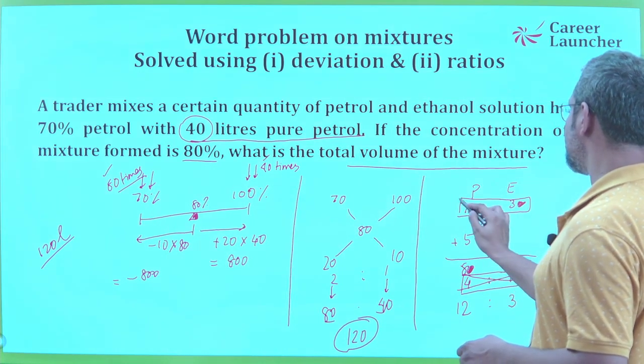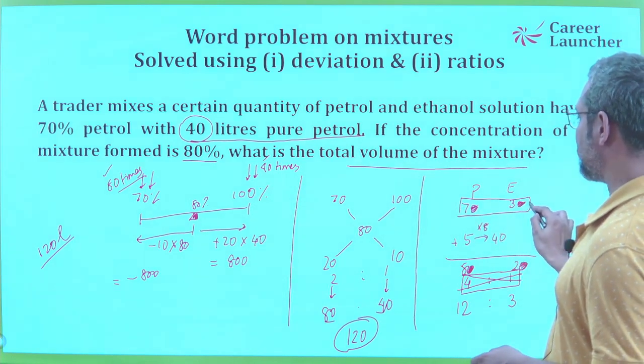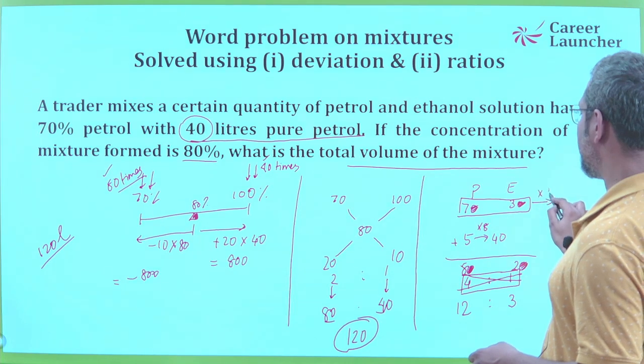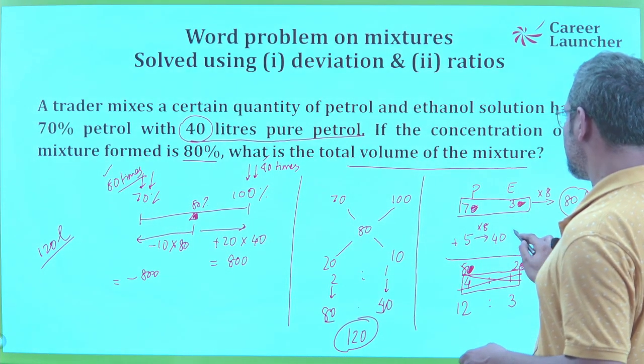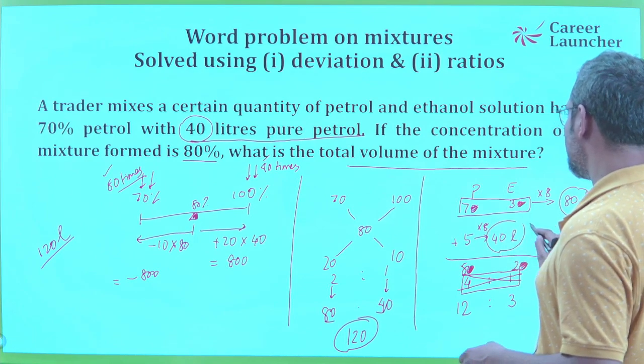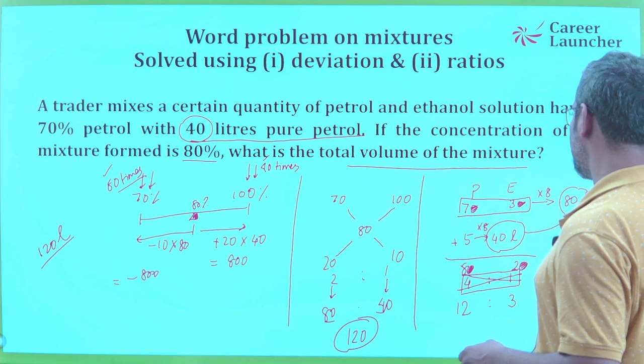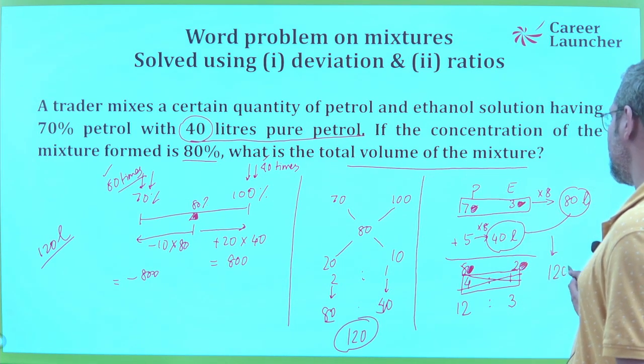That means this, which is 7 plus 3, which is 10, will also be scaled up 8 times and you will get 80. So here you have 80 liters. This is already known, 40 liters. So the total therefore is 120 liters.